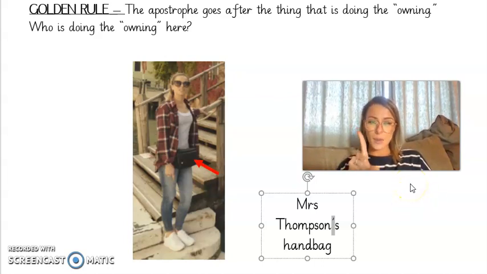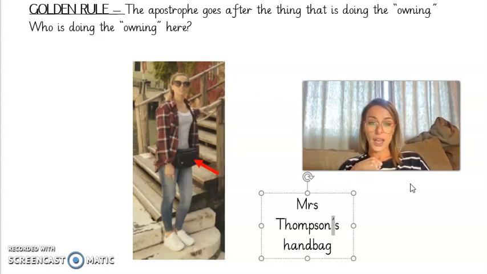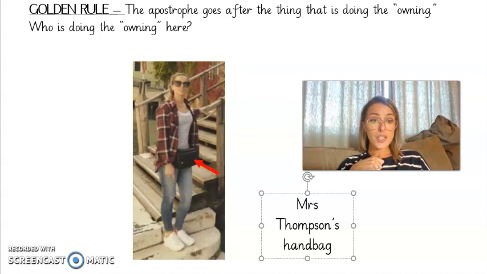The trick to getting the apostrophe in the correct place is to think about who is doing the owning. In this case, it's Mrs. Thompson who's doing the owning. I am the person who is owning the handbag. I am possessing it. So my apostrophe goes immediately after the person who is doing the owning. That's why it's Mrs. Thompson's handbag like that, and not Mrs. Thompsons' handbag like that. That's something different. So my apostrophe goes after the thing that does the owning. That's how you do it.